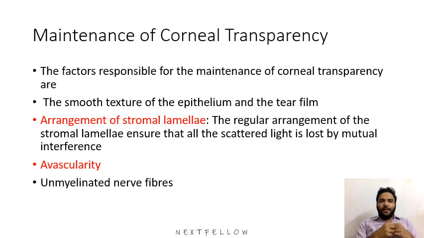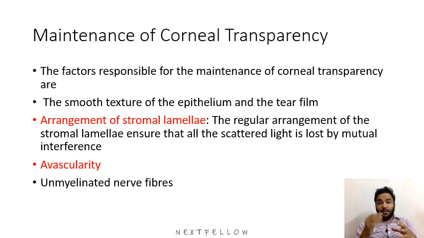So coming to maintenance of corneal transparency, there are many factors responsible. The most important is the smooth texture of the epithelium. If there is any epithelial defect or tear film defect, then you cannot see properly. Next is the arrangement of the stromal lamellae. The regular arrangement of the stromal lamellae ensures that all the scattered light is lost by mutual interference.